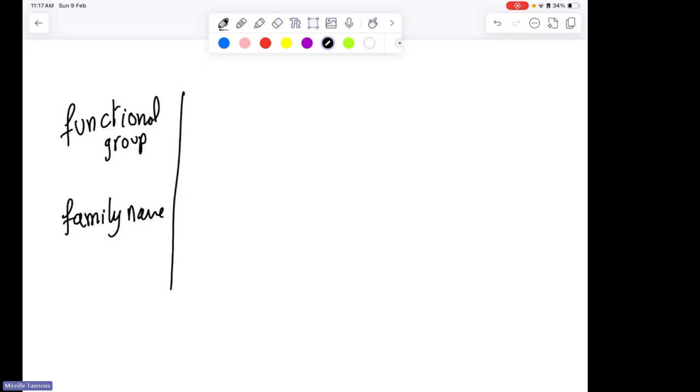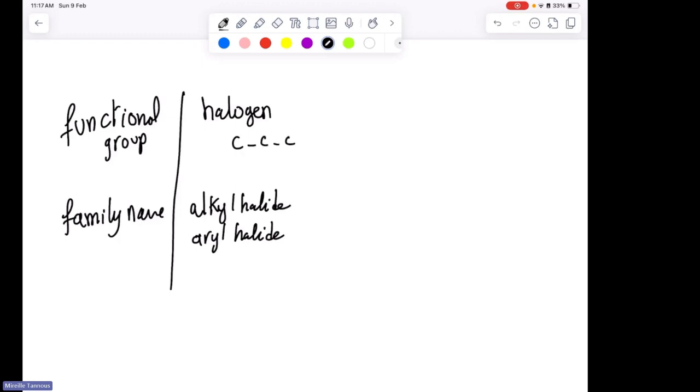We were talking about halogens, where I have an alkyl group, so a functional group of halogen, and the family name could be alkyl halide or aryl halide. The alkyl or the aryl halide has a carbon chain. For example, on this chain, I have an atom of group 17. It could be F, Cl, Br, or I. So this is an alkyl halide. Now, if the carbon chain is a benzene ring, then this is called an aryl halide.